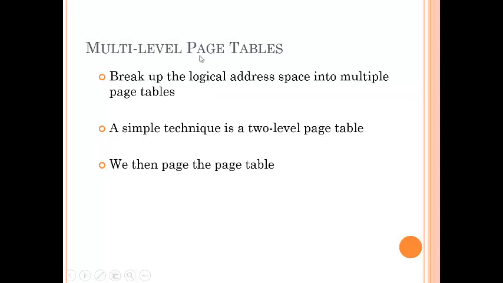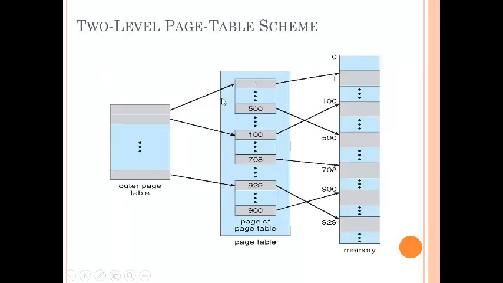So what is multi-level paging? Multi-level page table: we will break a logical address space into multiple page tables. In the normal simple paging we will have only single page table, while we don't want to allocate that much amount of memory in a continuous manner, so we will divide that into multiple tables. A simple technique is 2-level page table. So we will see what is the meaning of 2-level page table.